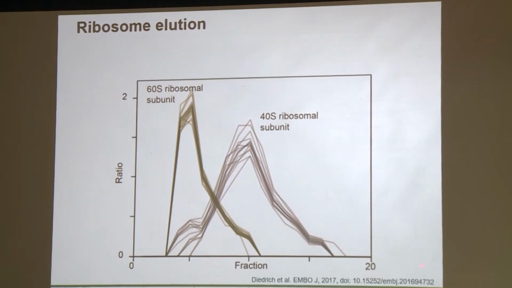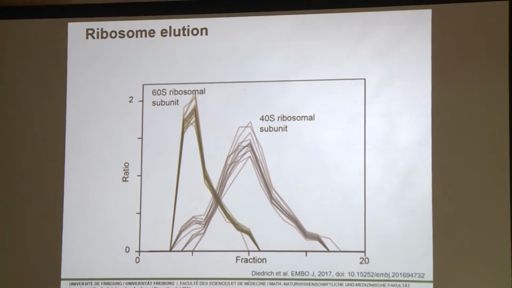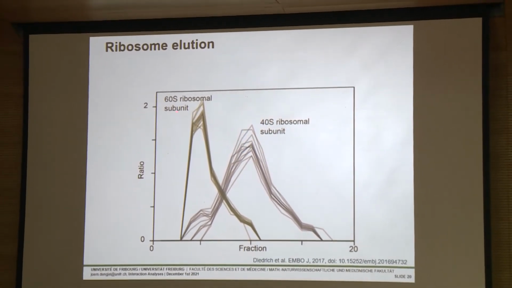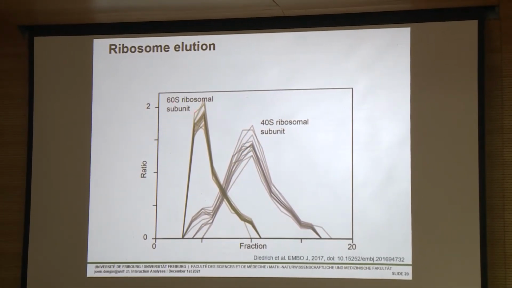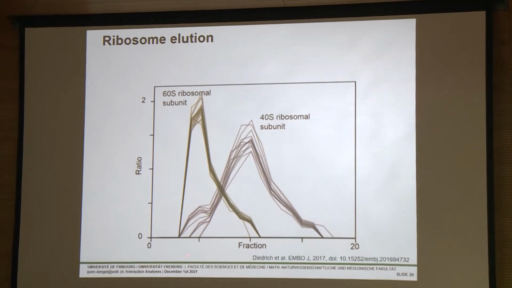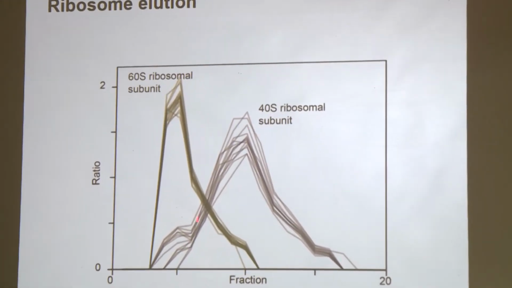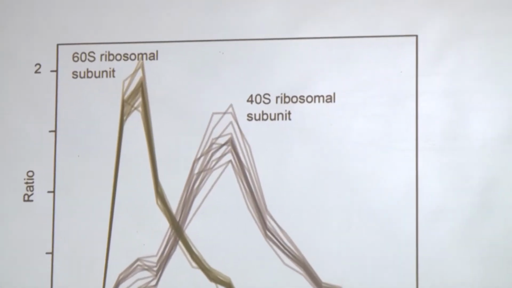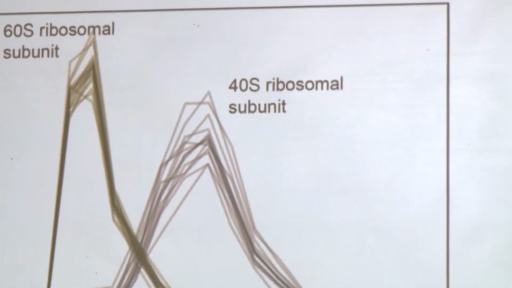So here we would have our fractions 1 to 20. And each line that you see here is the profile of one protein. And this would be now an example of the 60S ribosomal subunit and the 40S ribosomal subunit. You can see that they nicely elute here, the 60S, and we have here the 40S ribosomal subunit. So this was just as a quality control that the experiment worked.